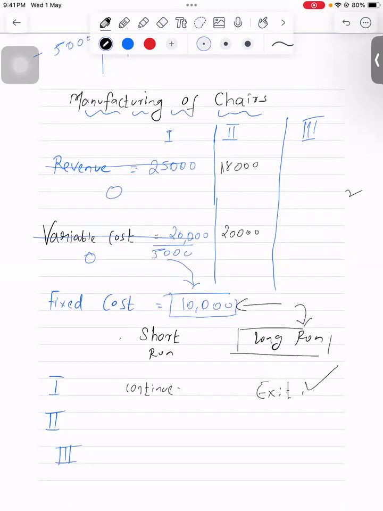So here by continue to operate, you are making 2,000 loss. Fixed cost is another loss, 10,000. So total loss is 12,000 if you continue to operate. If you shut down, again, revenue 0, variable cost 0. So your total loss will be 10,000 in that case. So the best decision is shut down, and exit in long run.